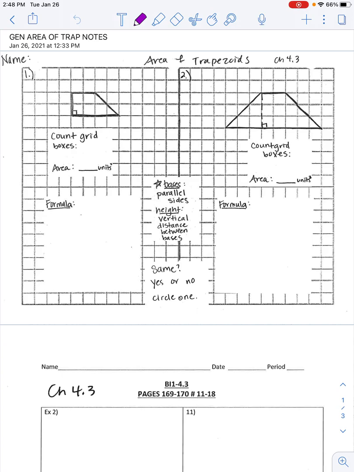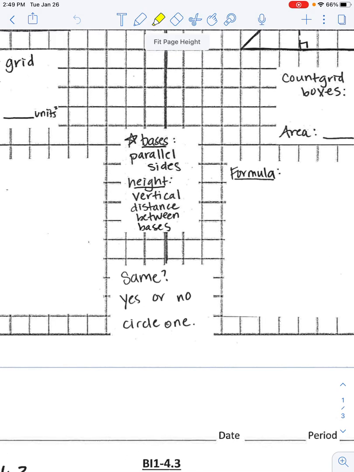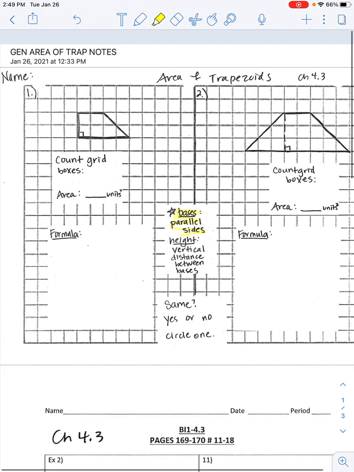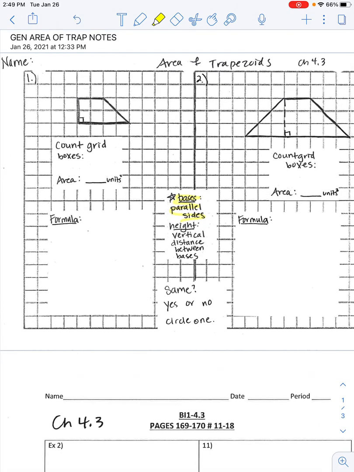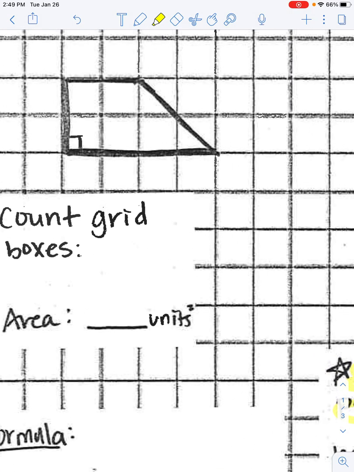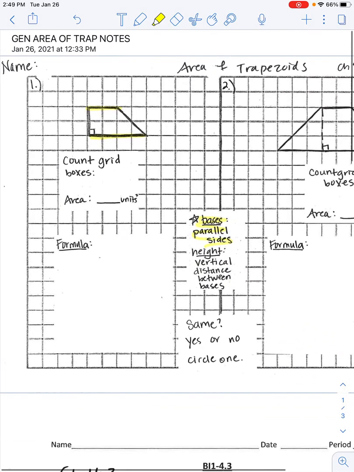Let's talk about a trapezoid. If you look in the middle of the page, it says that the bases are parallel. Always think of what the base is, what you sit on. So it's sitting on this side and its opposite base, here's the other side. They're parallel. Remember that parallel means that they run the same, they will never cross. So they have parallel sides.